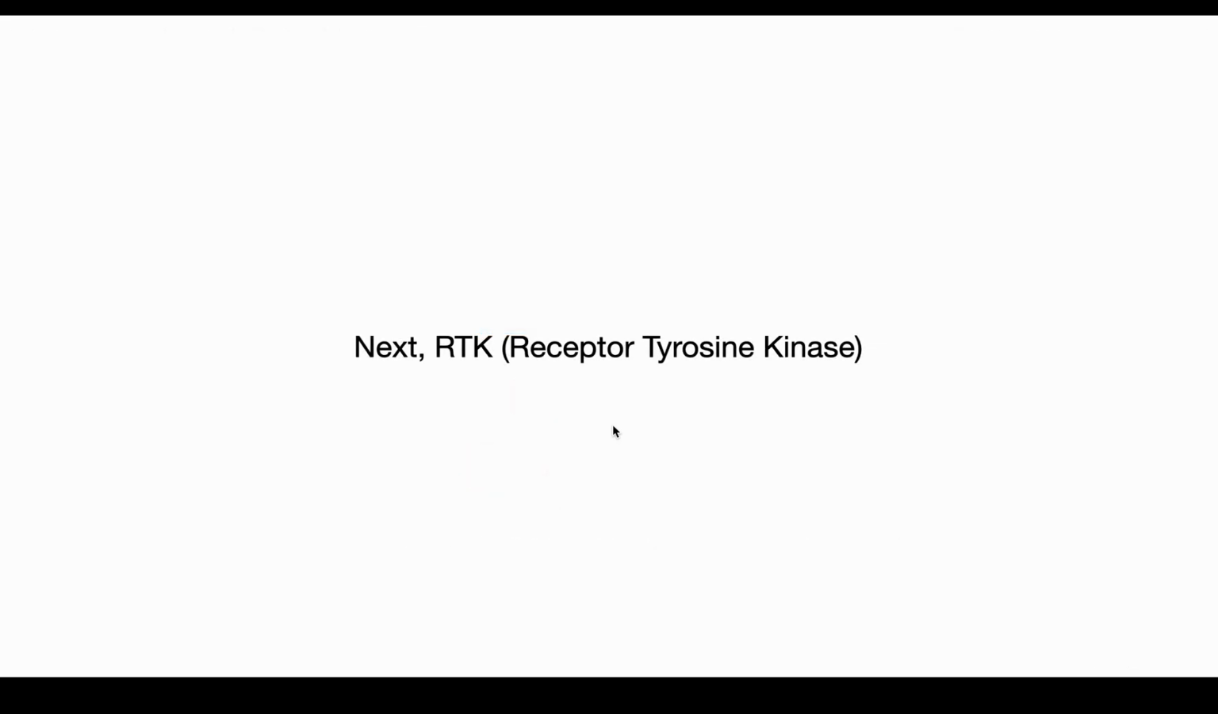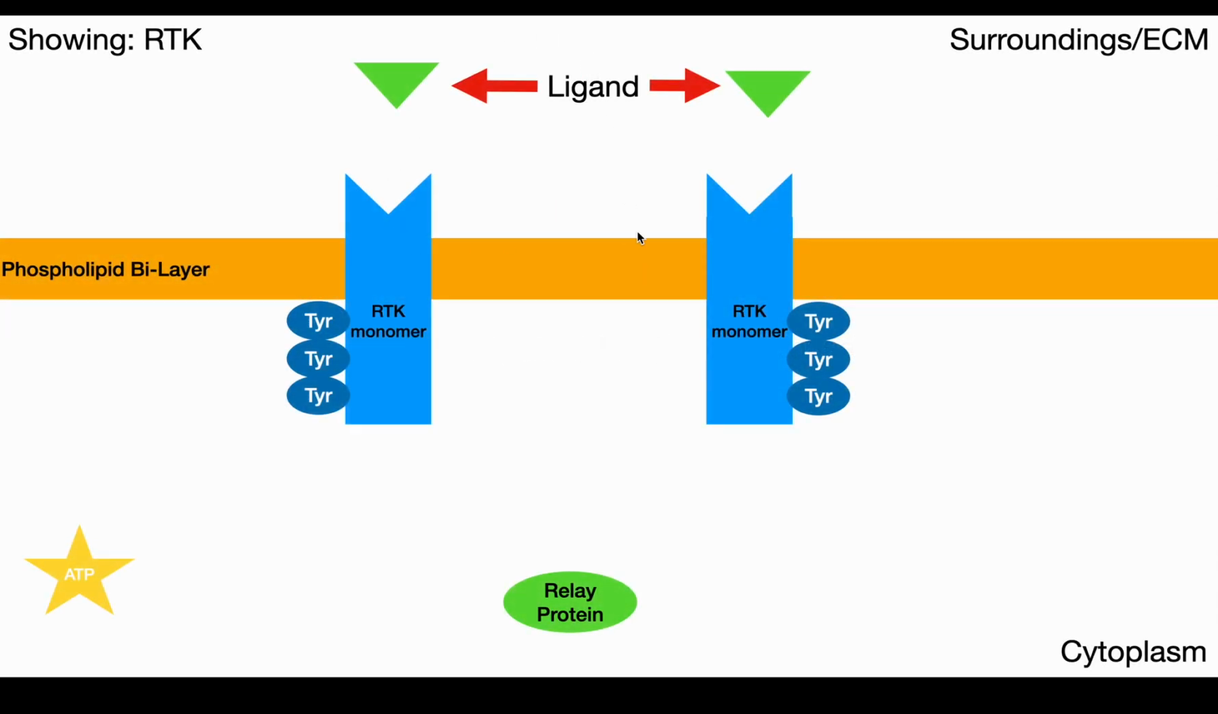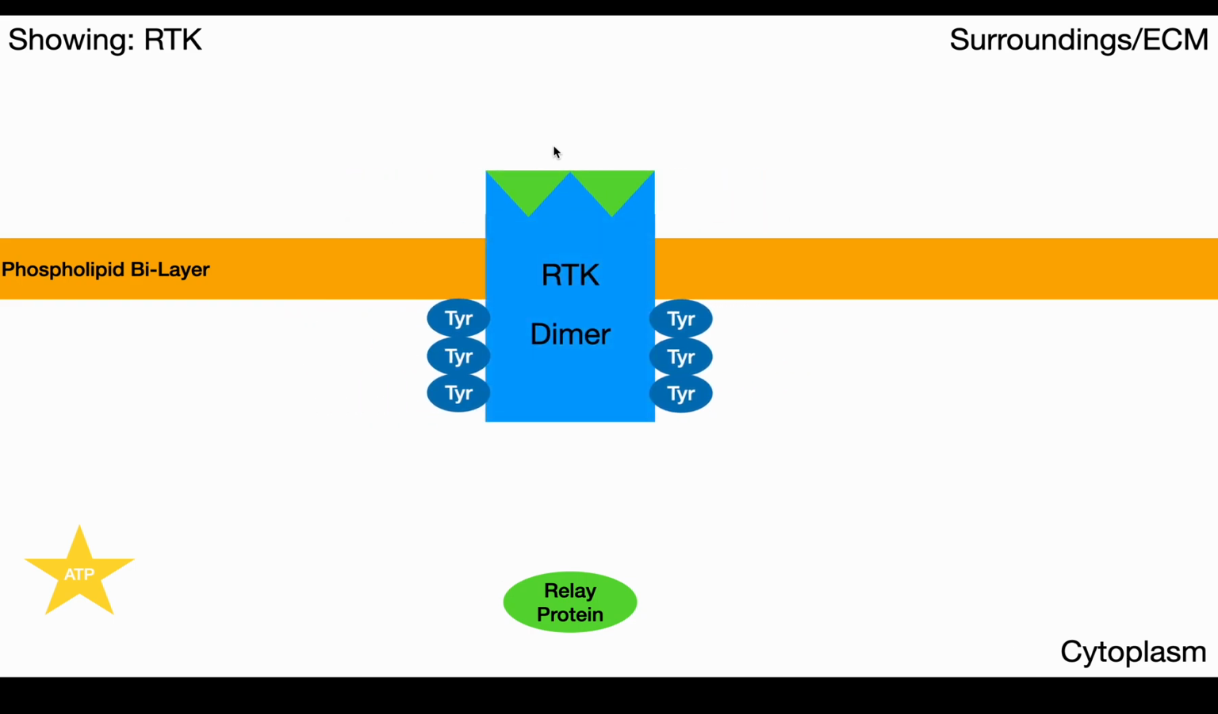Alrighty, lastly we have RTK, which stands for receptor tyrosine kinase. This one is rather complicated, but I think it's the coolest one of the three. So you'll notice we have two RTK monomers. It's just composed of that receptor and the tyrosines on the sides. We have 3 on each monomer. What you're going to notice is one ligand for each is going to bind to the active site of the monomers. And what that's going to do is bring them together to form an RTK dimer. So now you have this big old RTK dimer molecule, and it has 6 tyrosines on it.